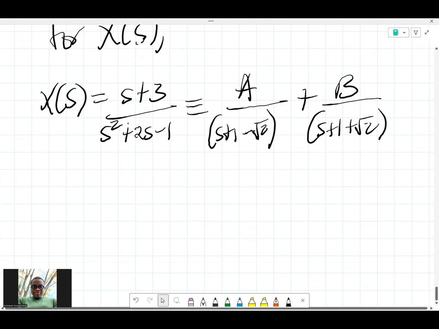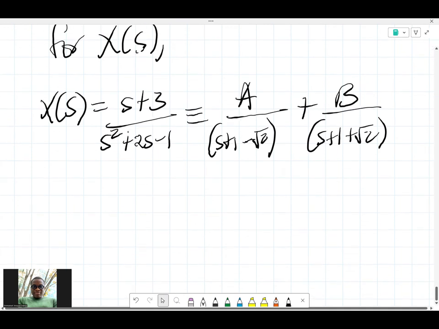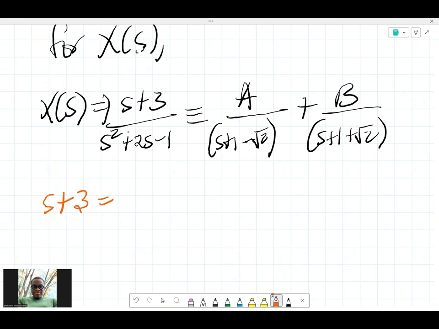And if that is the case, we can multiply both sides by the denominator. So in that case, we have s plus 3 as usual, and that is equal to a into, so this cancels out, so we have the other one, that is s plus 1 plus root 2. And then we have b into s plus 1 minus root 2.